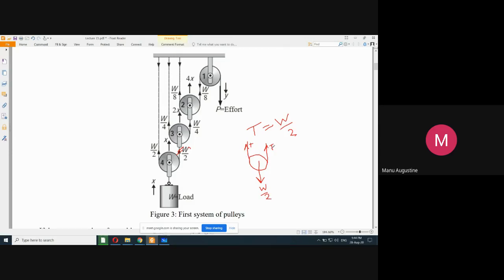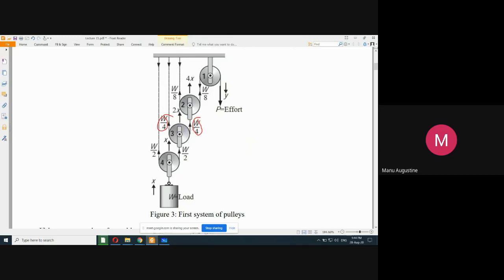And since the upward forces are 2T and the downward force is only one, which is W by 2, in this case for pulley number 3 the tension must be equal to W by 4. And that is shown over here. W by 4 is the tension on both the strings of pulley number 3.